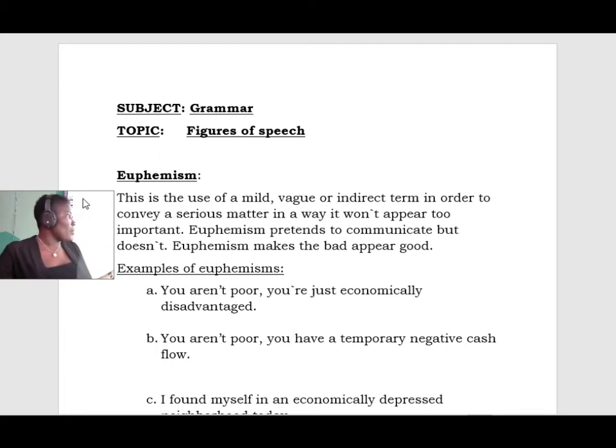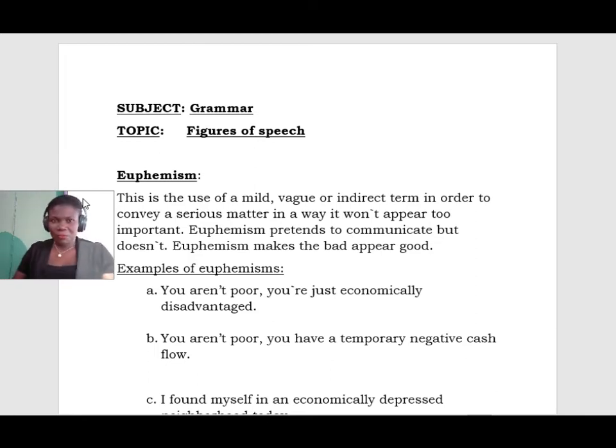Now we have some examples, but I must add this one. Euphemism makes bad appear good. That's another part of euphemism. It makes something bad, something negative, an evil thing, appear good, as if there is something good about it. Meanwhile, there's nothing. Okay, now here are some examples.